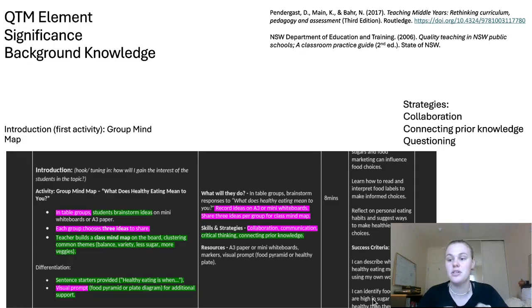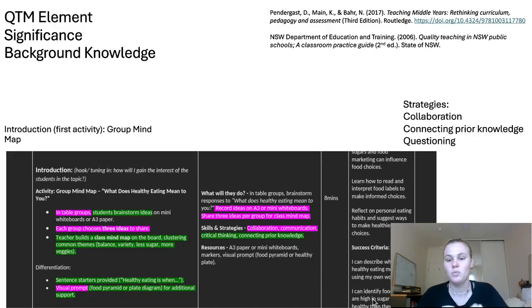The purpose of using the background knowledge element for this lesson is to value and link concepts of nutrition with students' prior knowledge and personal experience with the topic. This gives the topic relevancy to students, which results in greater engagement from the students. Background knowledge is used predominantly in the introduction, the first activity, which was the group mind map.